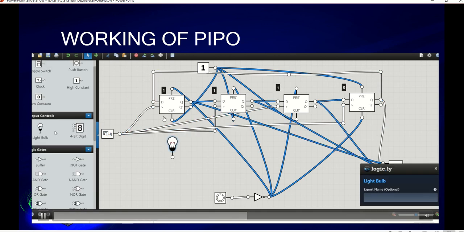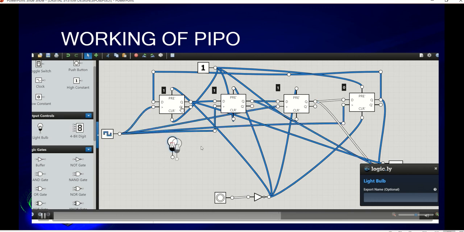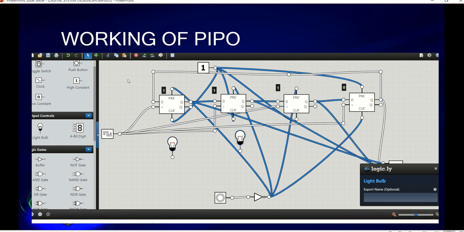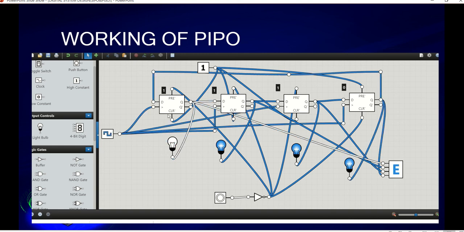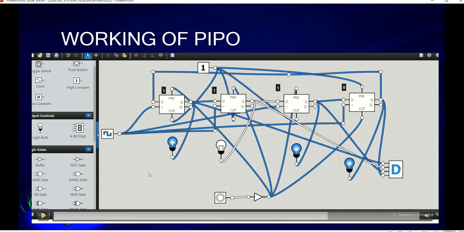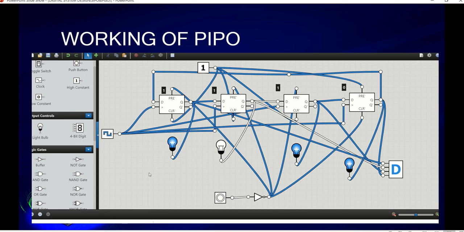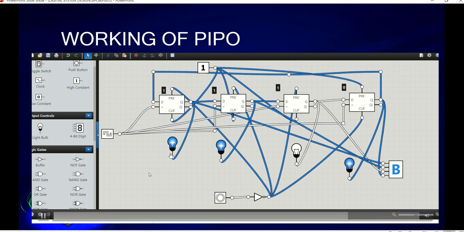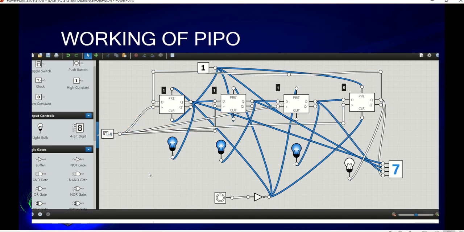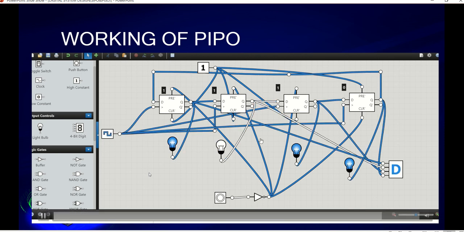We will just label them. This is Q1, 1 and 1 and 0, and we'll be keeping the output light bulbs for each and every D flip-flop. So we have connected the light bulbs to the Q of every D flip-flop. We can see it here, and we require a 4-bit digit display to see the outputs. So with the help of this 4-bit digit display and light bulbs, we can see the output of the parallel in, parallel out shift register. We can see it here.